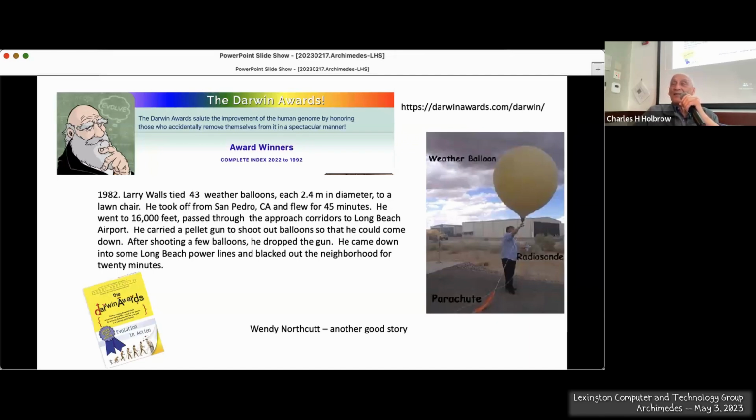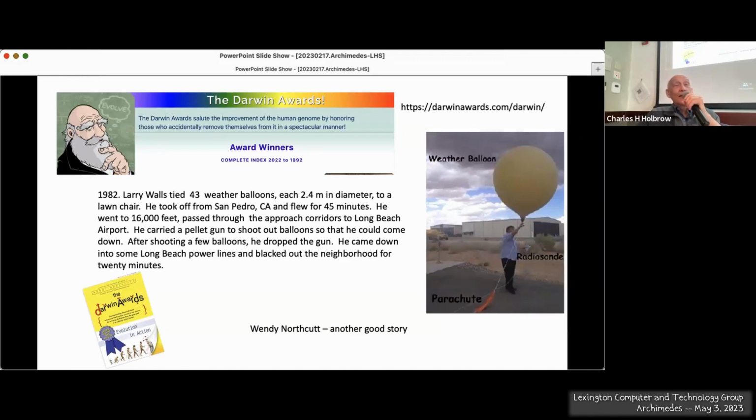If you got a different lawn chair, it would have been okay. So that charge was actually dropped when they could not convince the judge that a lawn chair with balloons was an aircraft that had to be certified. That's airworthy. Anyway, you gotta love the story, and you know, he just went out and did it.